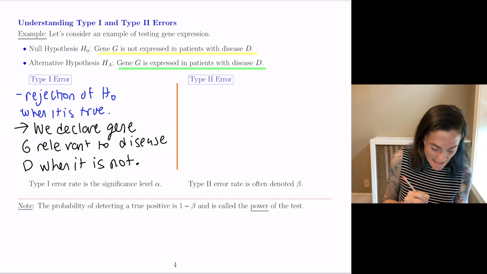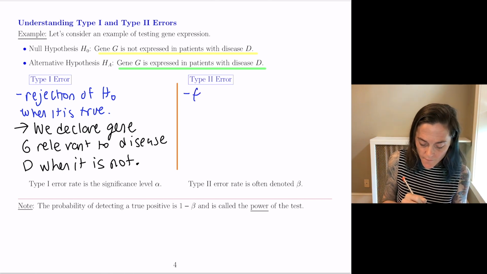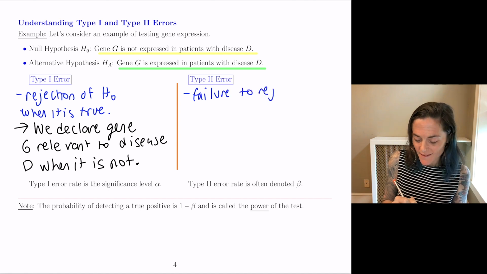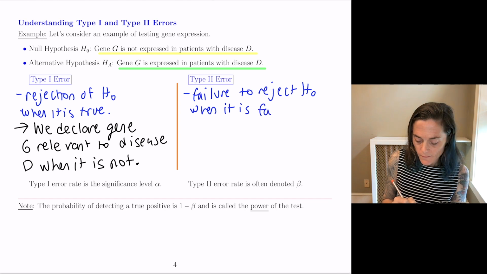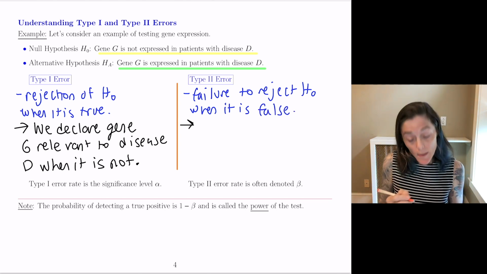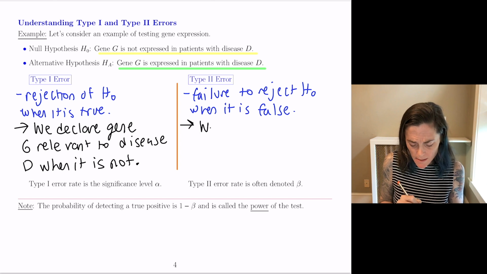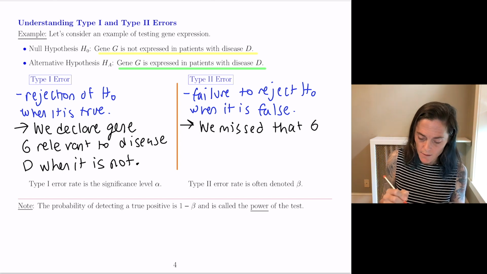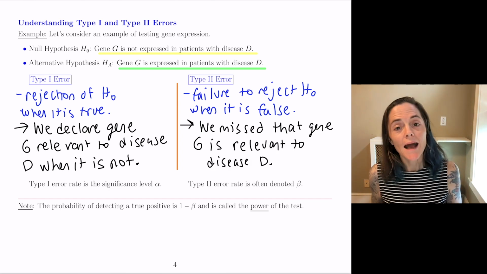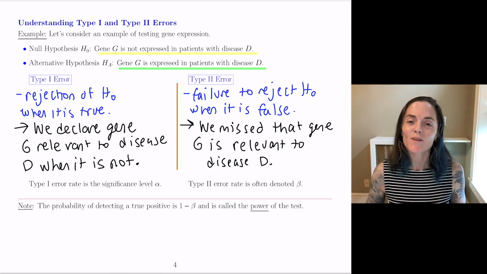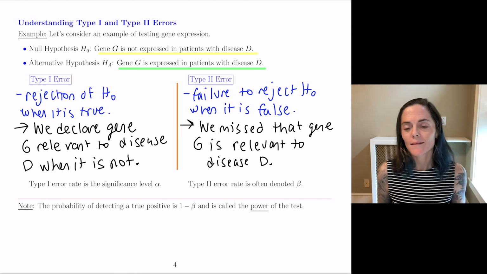Now, next one, type 2 error. This is a failure to reject H0 when it is false. In this example, it would say that we missed that gene G is relevant to disease D. And perhaps this would prevent us from coming up with the right treatment.